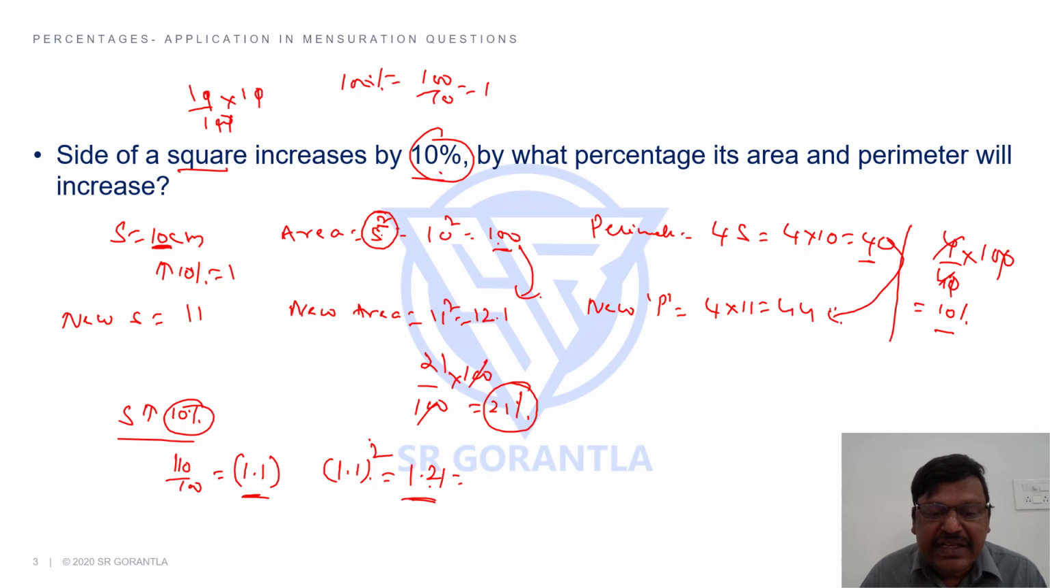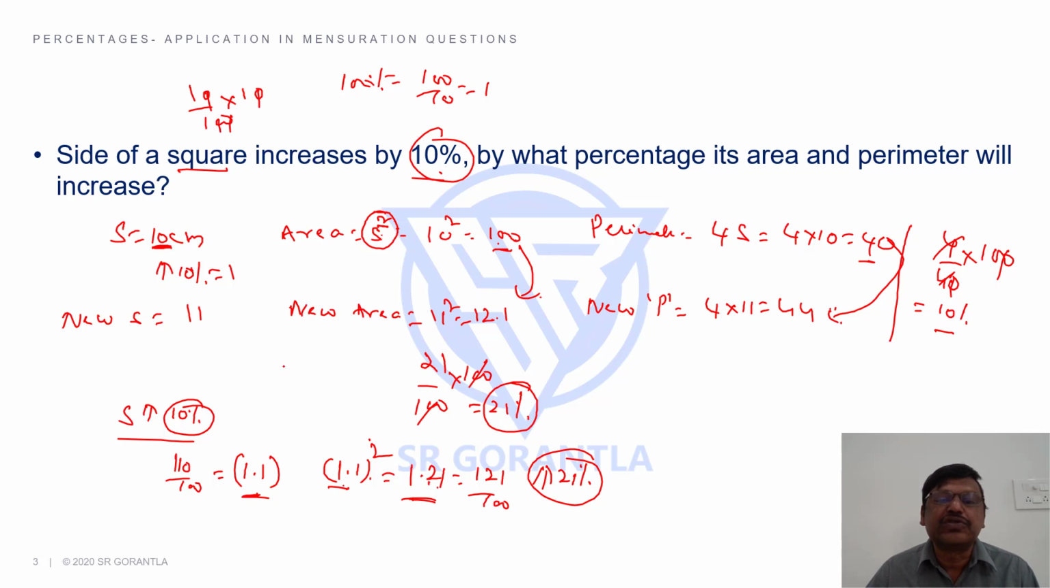Anything more than 1 is the increase. How much is the increase? 0.21. 0.21 is 21%, right? 1.21 is nothing but 121 by 100 or 121%. Hence, there is a growth of 21%, I can directly say. Why am I making square? Because the power of S is 2.